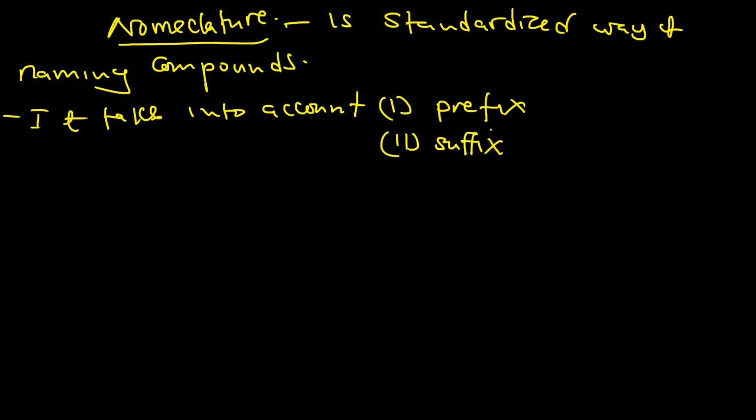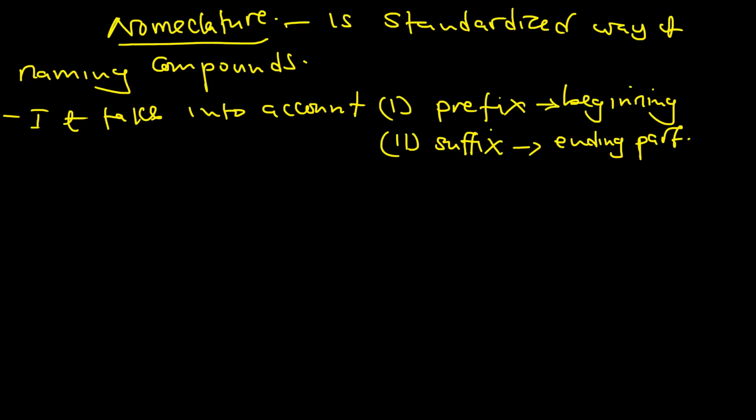Now, if you want to name organic compounds, you are going to consider the prefix and the suffix. So what is the prefix? The prefix is just found at the beginning of the name. At the beginning of the name, you are going to have the starting part, which you call the prefix. Then the suffix is just the ending part of the name. So nomenclature is the standardized way of naming organic compounds, and of course it takes into account the prefix and the suffix.